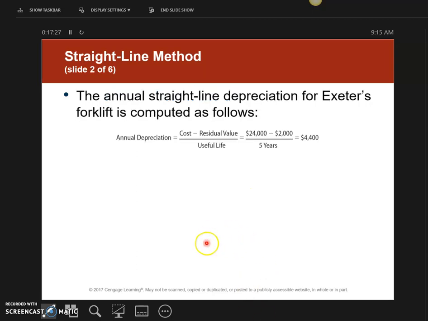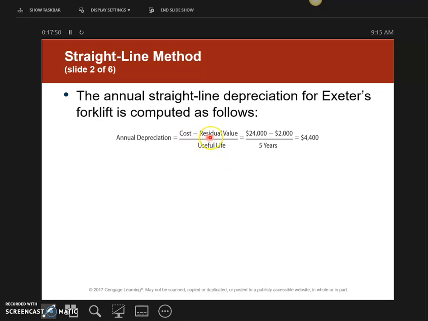So here's the formula for the straight line method. I'll give you a chance to write it down. It's the actual cost minus the residual value divided by the useful life, and this is to calculate annual depreciation. I'll wait while you write this formula down, or put it on pause while you write it down.